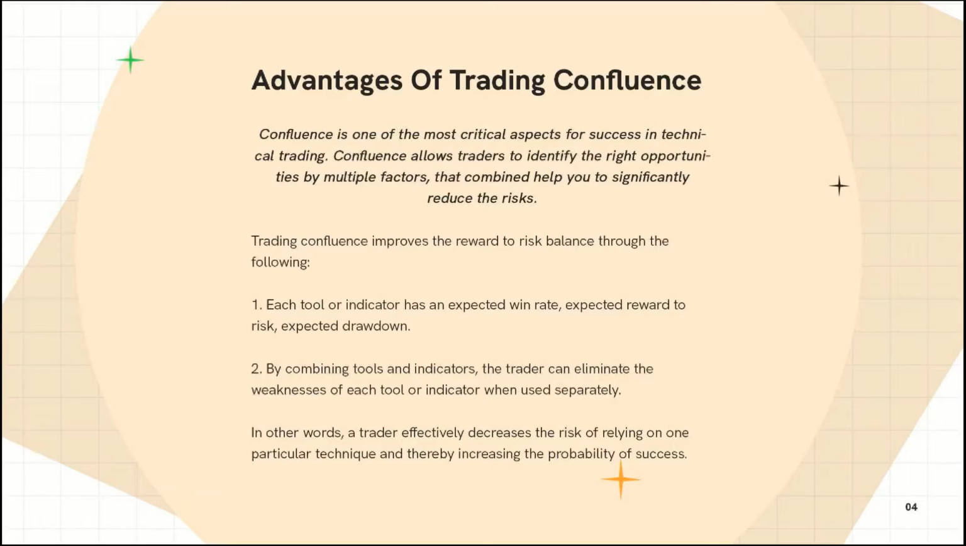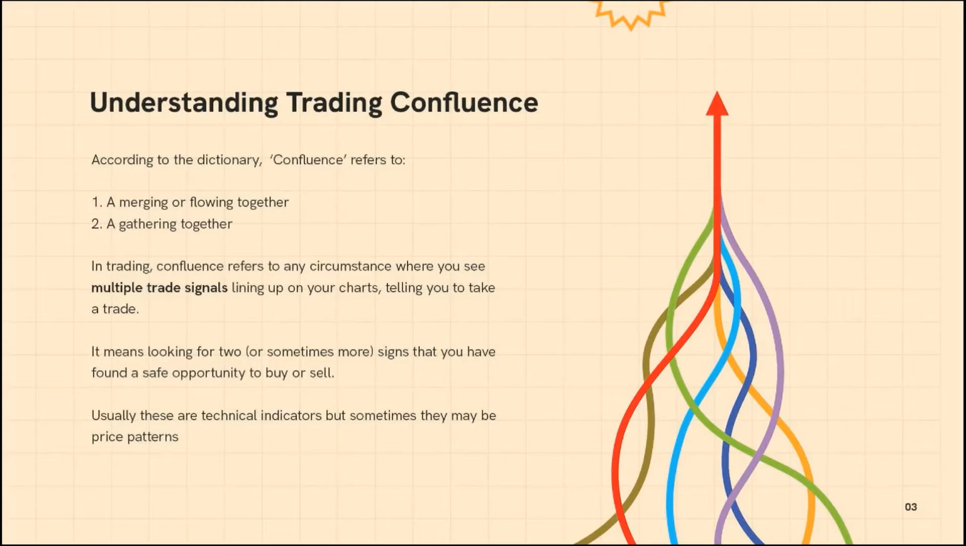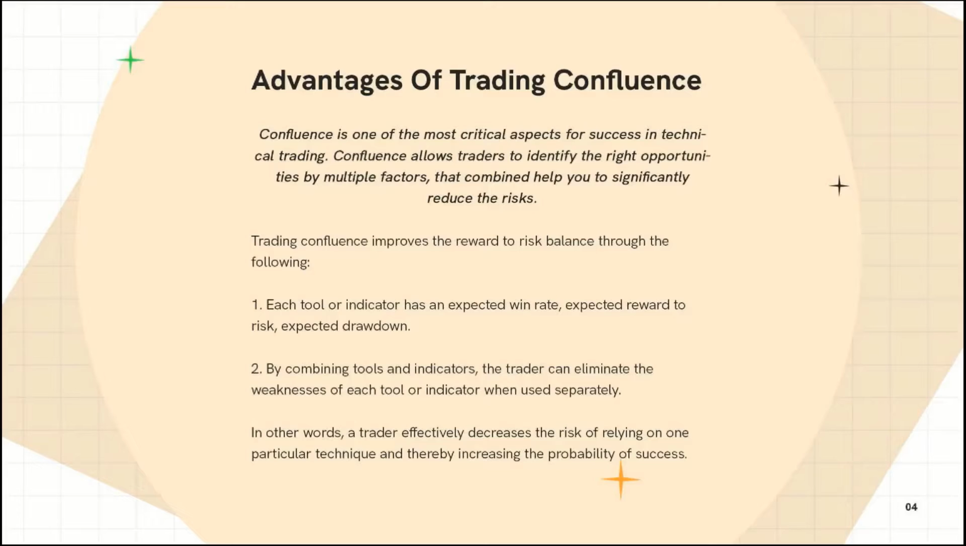Confluence allows traders to identify the right opportunities by multiple factors that combine and help you to significantly reduce the risk when you place a trade. I didn't say it helps you identify the opportunity by multiple factors. I said the right opportunities by multiple factors, multiple reasons, and it helps you reduce your risk significantly.